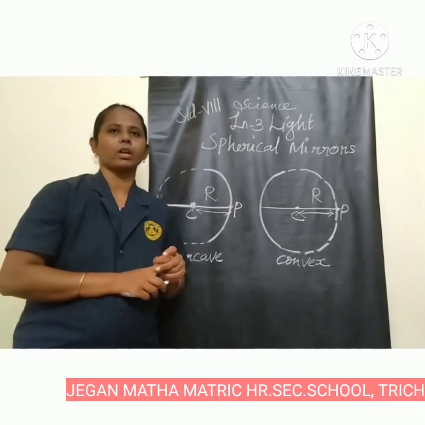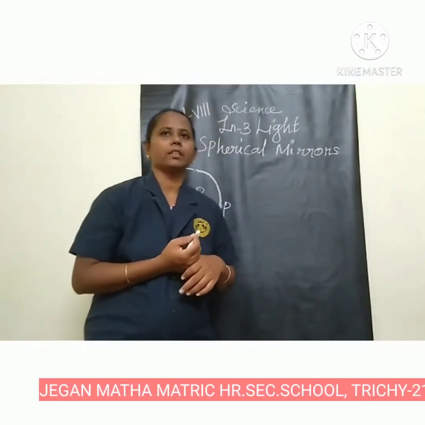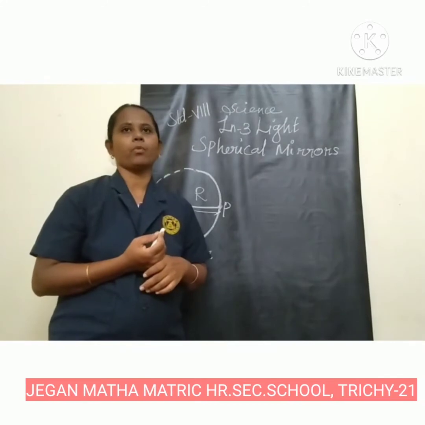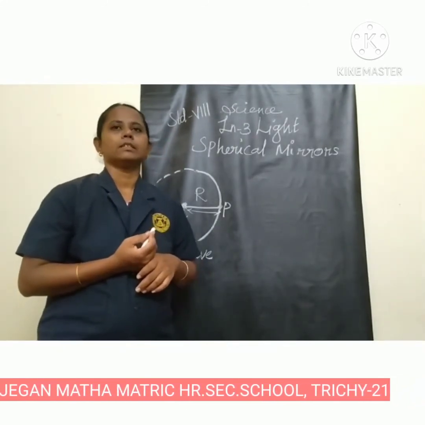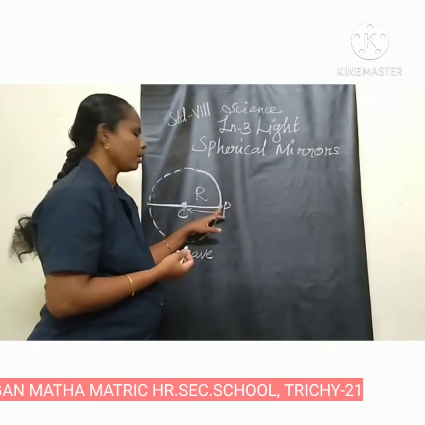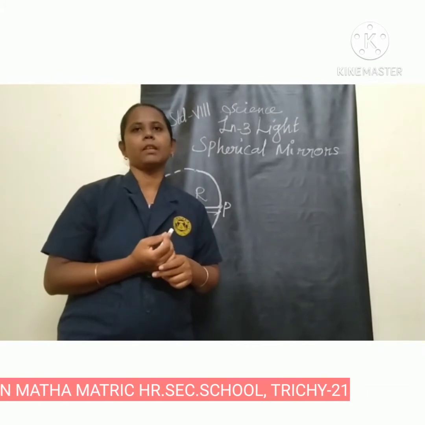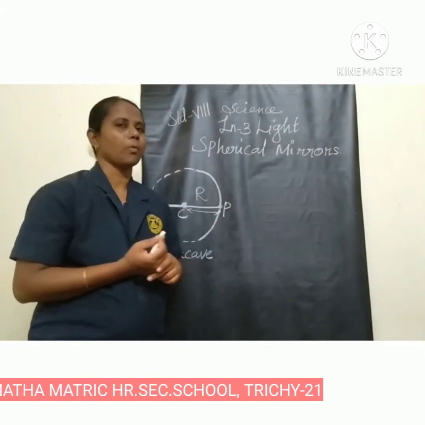Next one, focal length. The distance between the pole and the principal focus is called the focal length. Focal length means the distance between the pole and the principal focus. It is called focal length, small f.